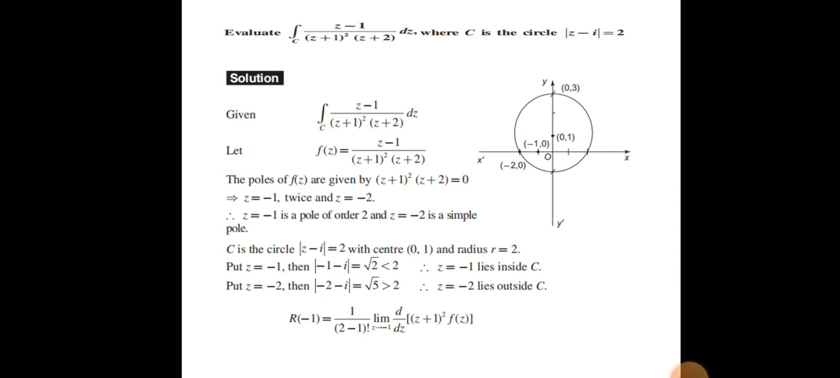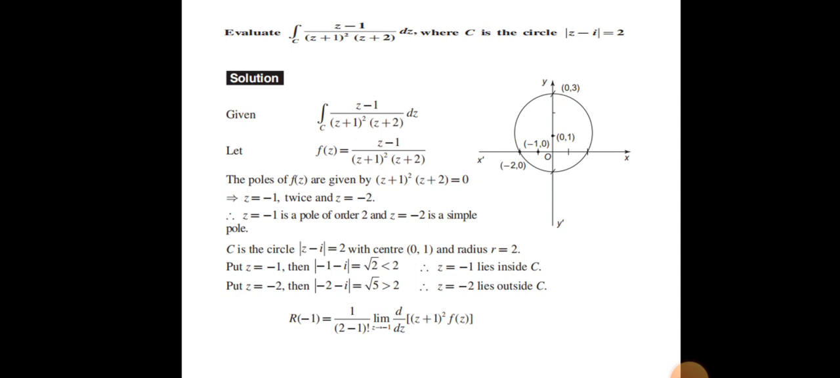The first factor is z plus 1 the whole square, so z equal to minus 1 is a pole of order 2. The next factor is z plus 2, so z equal to minus 2 is a pole of order 1, that is, a simple pole. Next, we have to check whether these two poles lie inside the circle modulus of z minus i equal to 2.